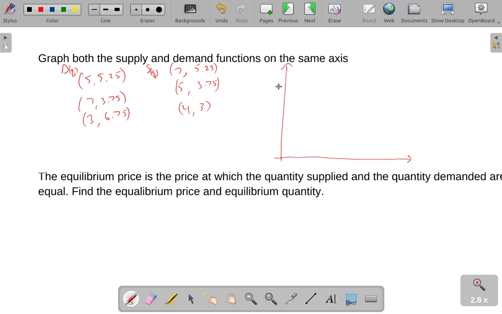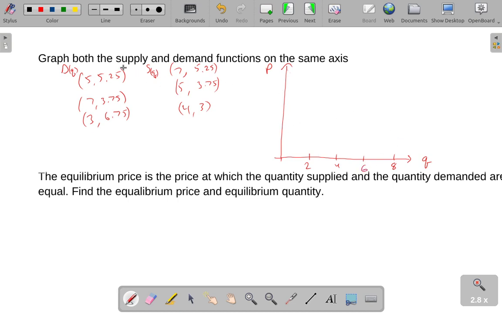I do want to make sure that when I'm setting this up, my quantity was my independent variable, and my price is my dependent variable. So this is taking the place of my x, and this is taking the place of my y on my graph. I want to make sure I have my scales set up so that everything will show up on here. So for quantity, let's go 2, 4, 6, 8. That should work.